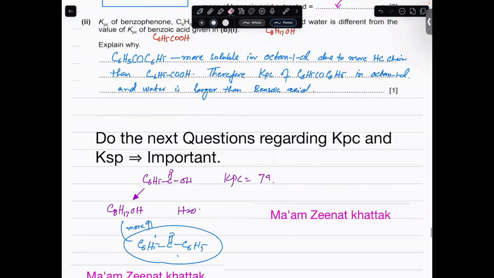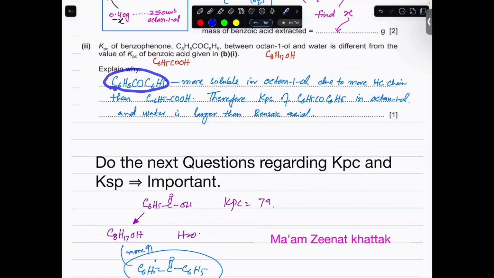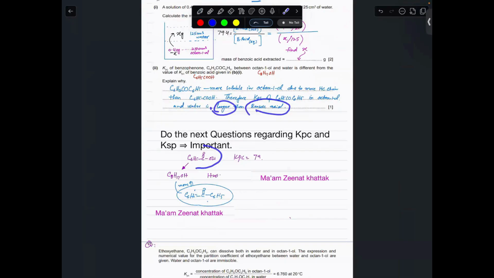So what are you supposed to write? Benzophenone is more soluble in octan-1-ol due to more hydrocarbon chains than benzoic acid. Therefore, Kpc of benzophenone in octan-1-ol and water is larger than that for benzoic acid. Like its Kpc between the two is small, and the other's Kpc between the two is large. I hope you understand.